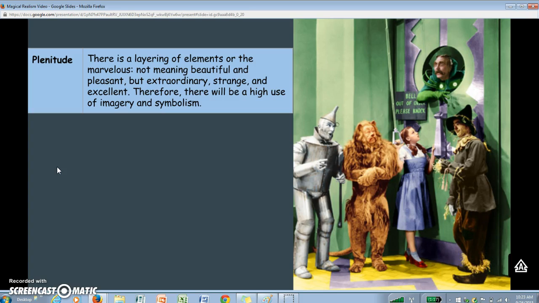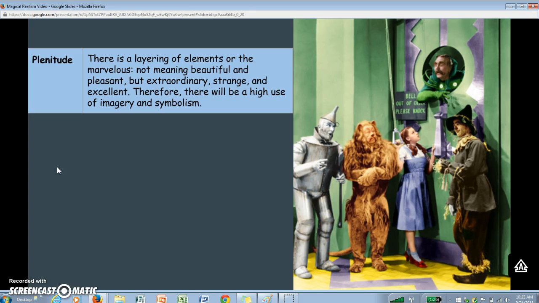Next, we have plenitude. There is a layering of elements, or the marvelous, not meaning beautiful and pleasant, but extraordinary, strange, and excellent. Therefore, there will be a high use of imagery and symbolism. So in Wizard of Oz, they go through this episodic journey where multiple things occur that the characters have to overcome. This is a layering of elements where things get stranger and stranger, more excellent, and more extraordinary. Also, with the imagery, note how in all the scenes there are vivid colors.